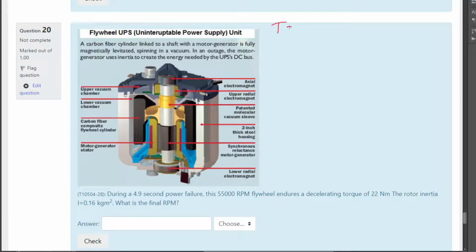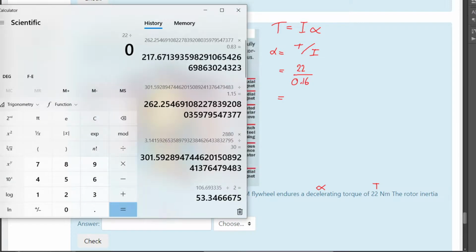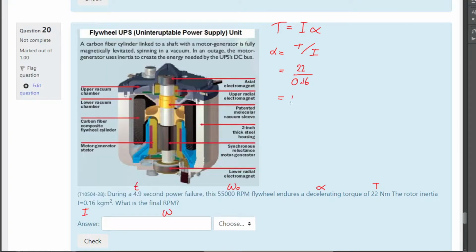So we go T equals I alpha. That's what we're working with. Let's go through the variables. We've got time, the initial angular speed for decelerating, and the deceleration, which you have to find. We've got our torque T and the rotational inertia, that's your I. What's the final RPM? That's our omega. We're trying to find alpha. So alpha equals T over I, and our torque is 22, and our I is 0.16. That's your deceleration, 137.5 radians per second squared.